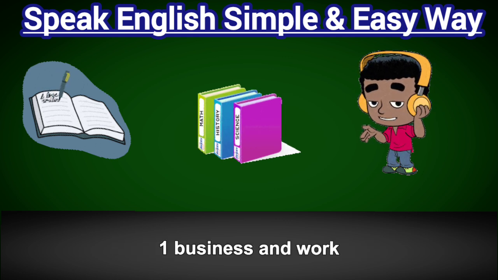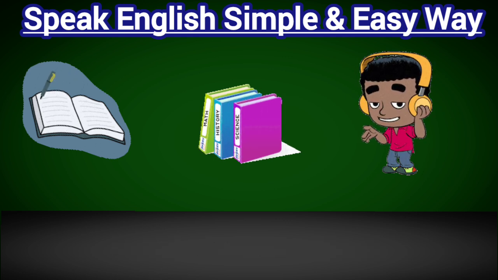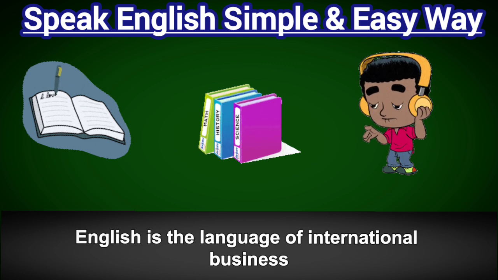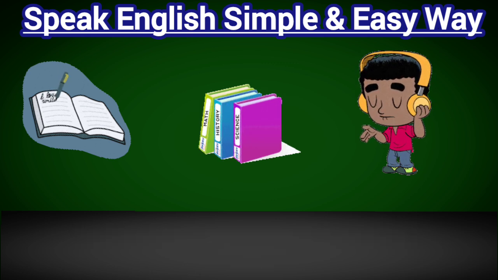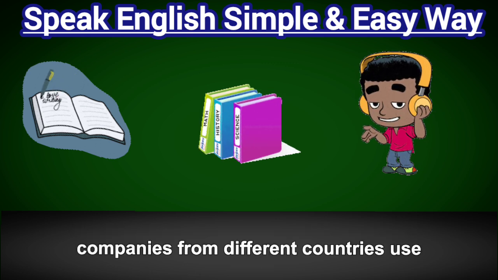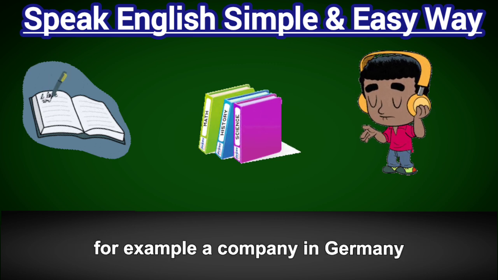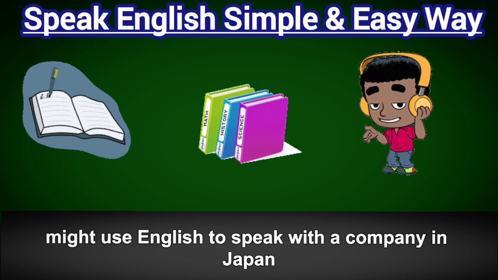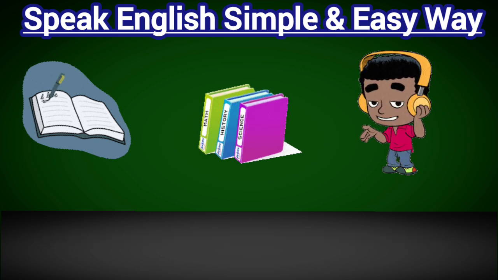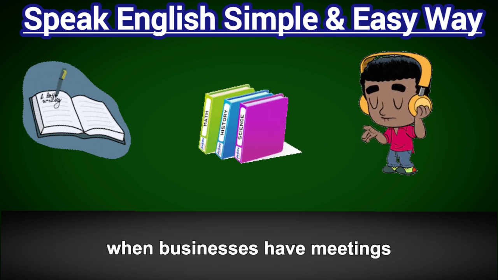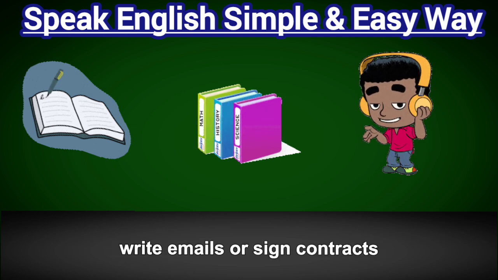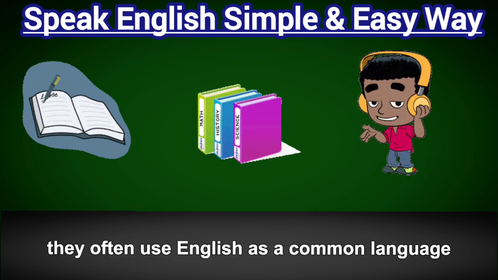1. Business and work. English is the language of international business. Companies from different countries use English to communicate with each other. For example, a company in Germany might use English to speak with a company in Japan. When businesses have meetings, write emails, or sign contracts, they often use English as a common language.